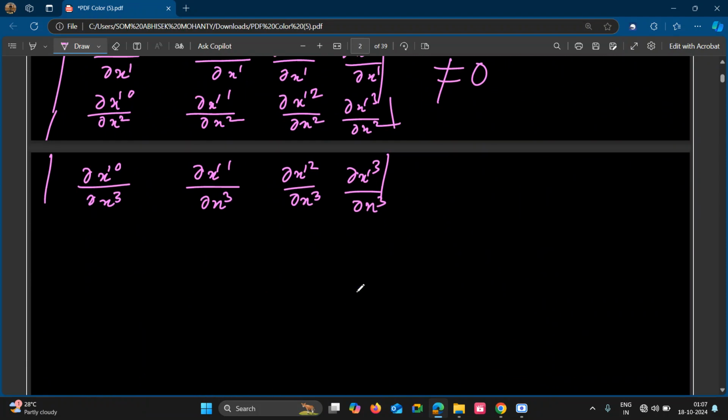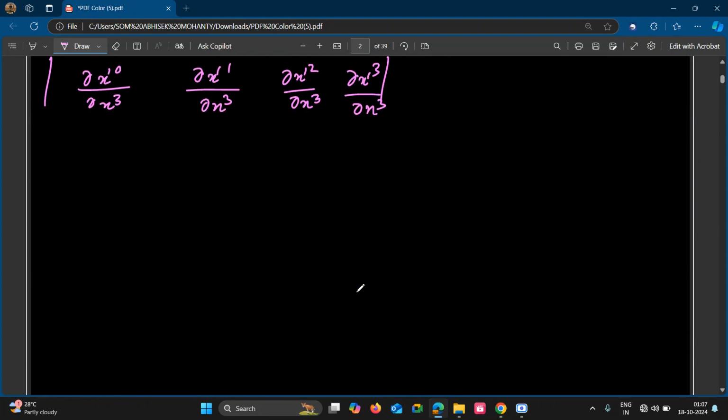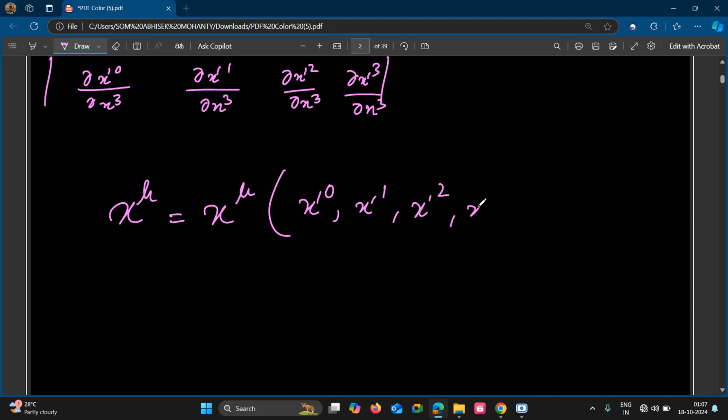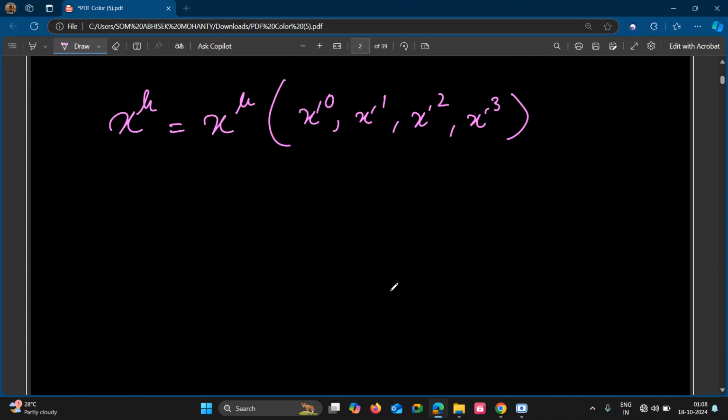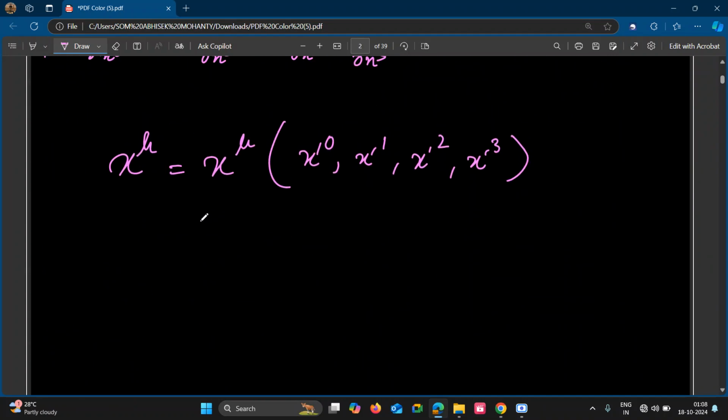In such cases, what will we do? We can have the inverse coordinate transformation. Okay, what is the inverse coordinate transformation? X mu is equal to, I will write the exact opposite, x mu of x dash 0, x dash 1, x dash 2, x dash 3. X dash mu is a function of this, and here is the exact opposite, the reverse transformation. Okay, the inverse coordinate transformation.